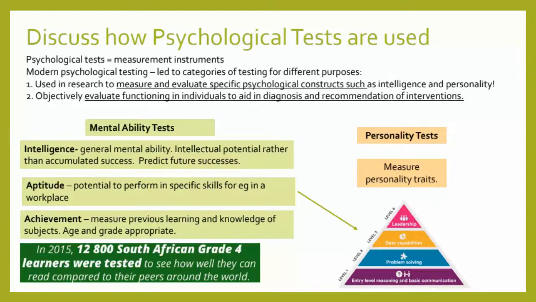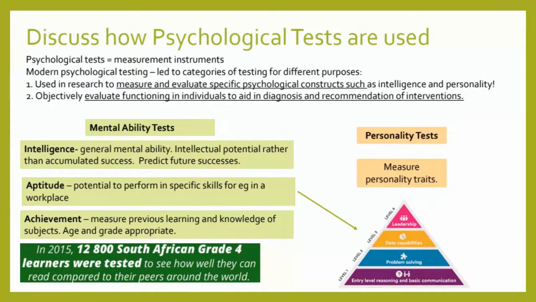So, for example, in a workplace, there might be an aptitude test done to see if you're suitable for a certain job. And in the bottom right-hand corner, you can see a kind of aptitude testing process that could be used in an organization to see what job you might fit into depending on your skills in that particular job.